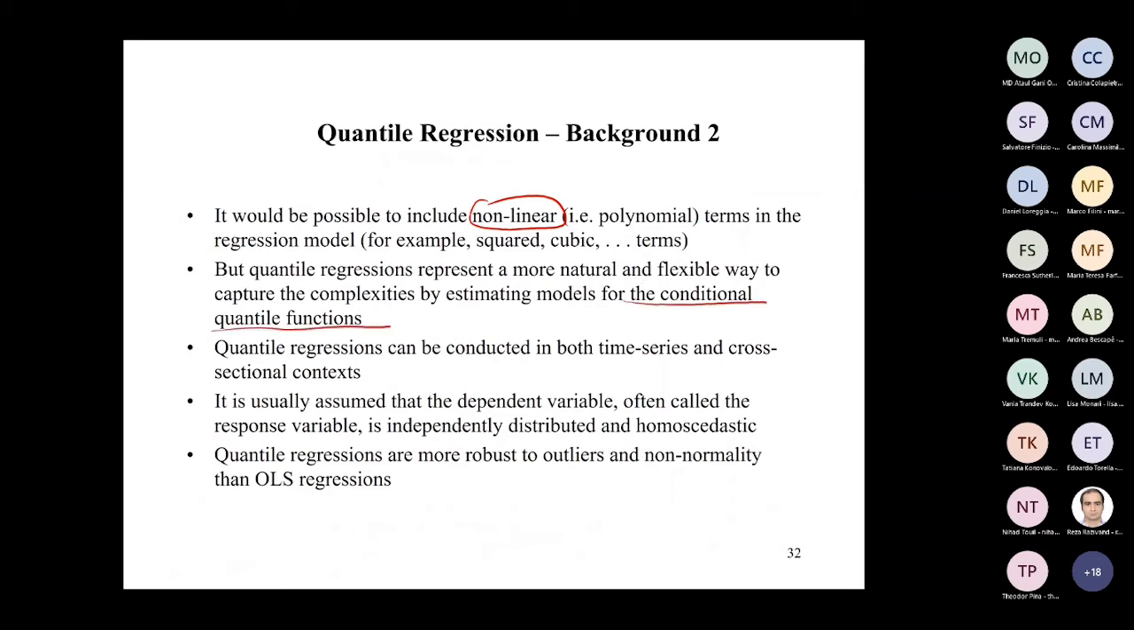Conditional quantile functions. So, what does quantile regression do? Quantile is looking at different segments.